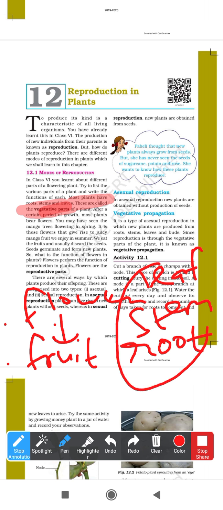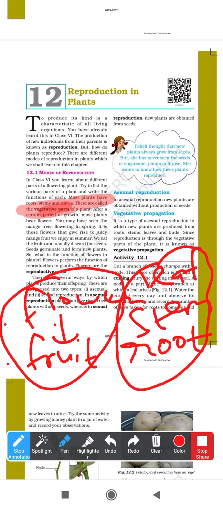These are called vegetative parts, and these are called reproductive parts. Reproductive parts means they take part in reproduction. They are called reproductive parts. Understood this much?